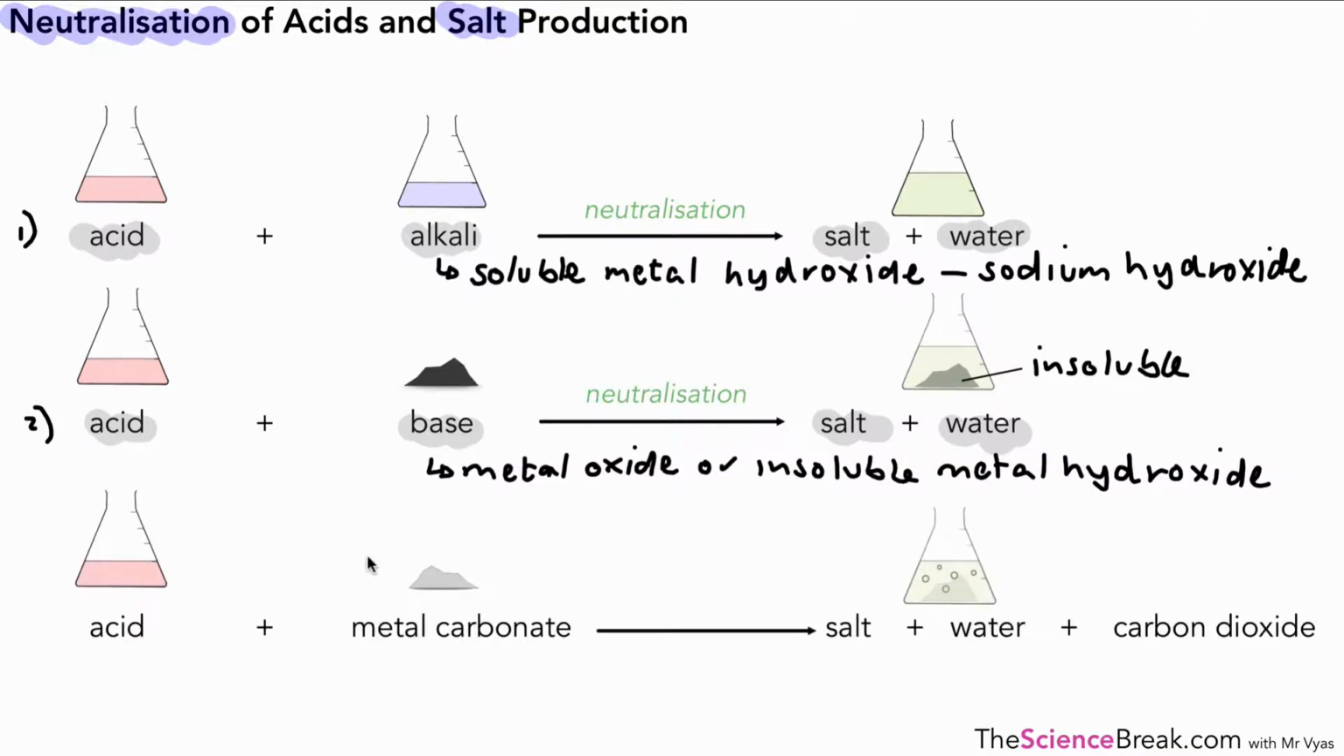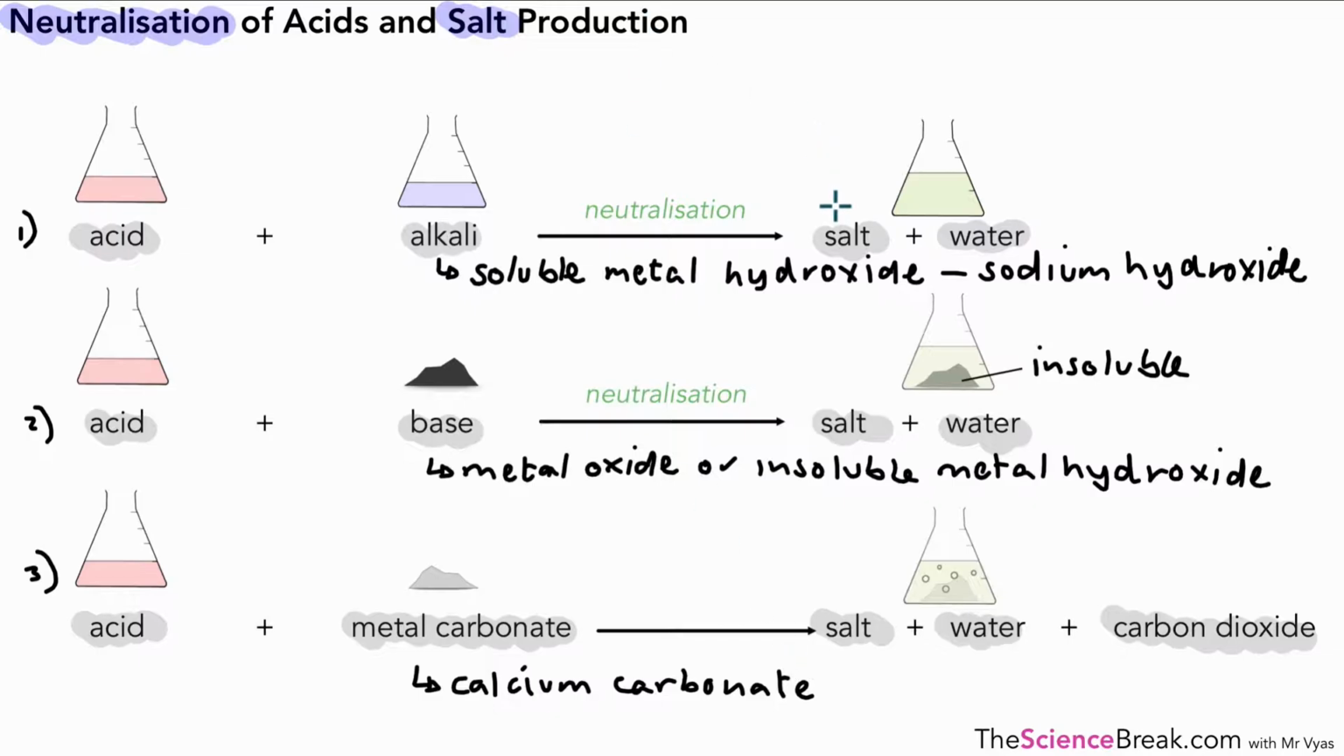The next one is slightly longer, but not too much harder to remember. We've got an acid reacting with a metal carbonate, and that produces salt, water, and carbon dioxide. So we get salt and water in all three, but when we react with a carbonate, we get carbon dioxide gas as well. An example of a metal carbonate would be something like calcium carbonate, which I'm sure you've come across before in chemistry. But calcium carbonate is an example of a metal carbonate for our third equation.